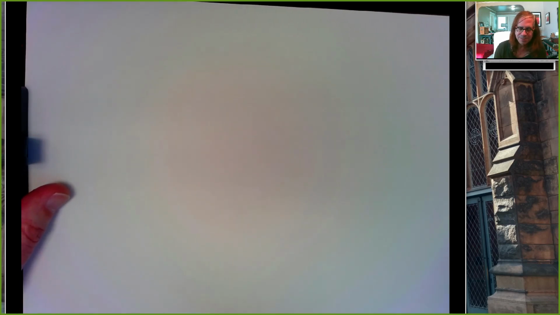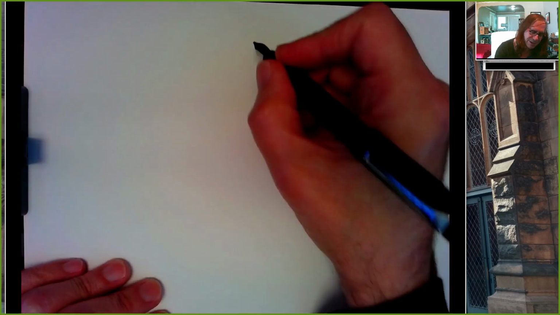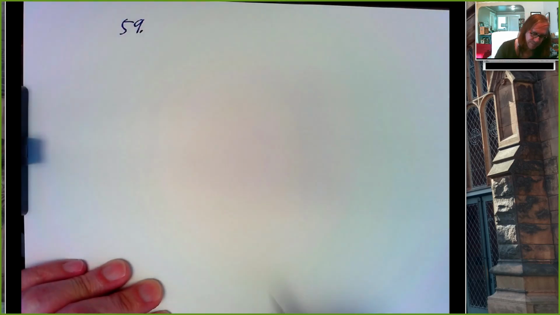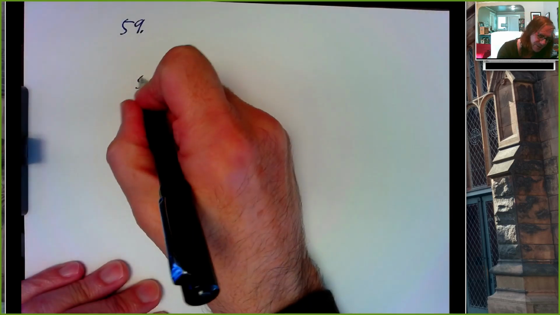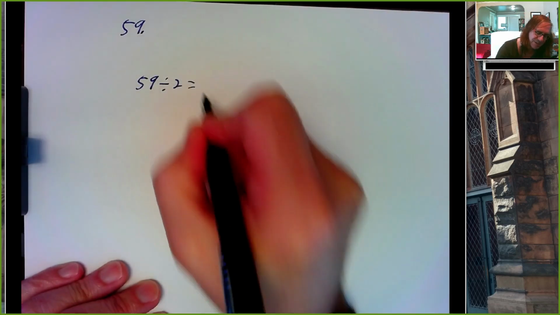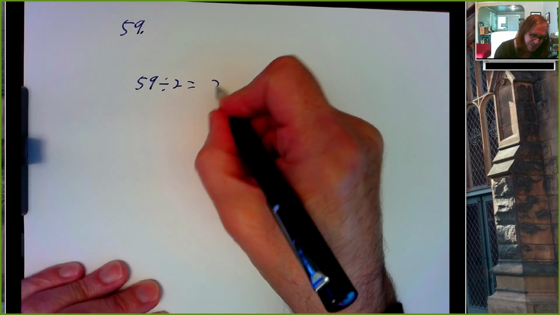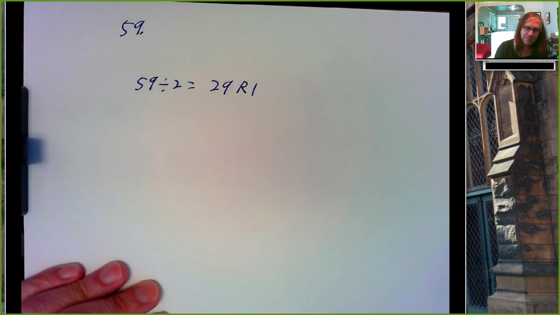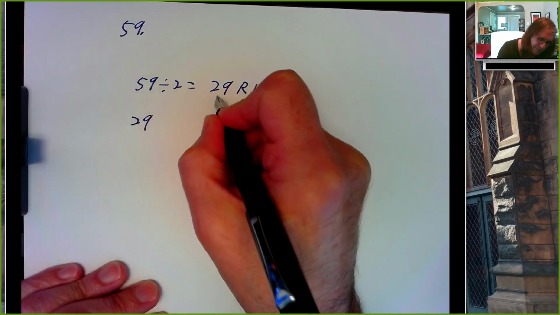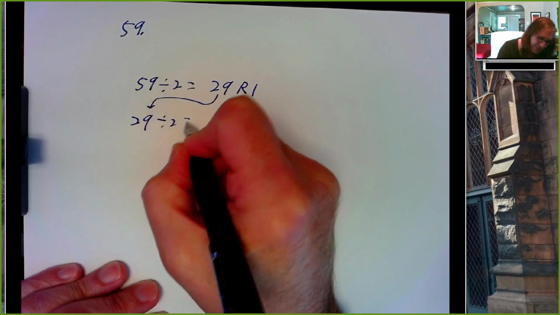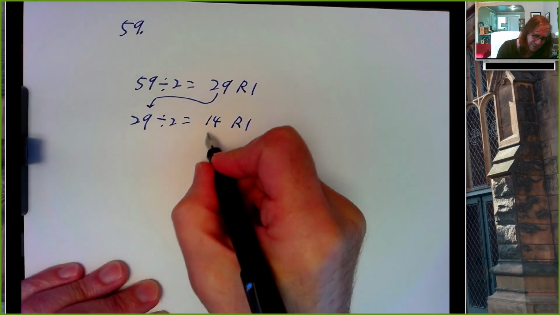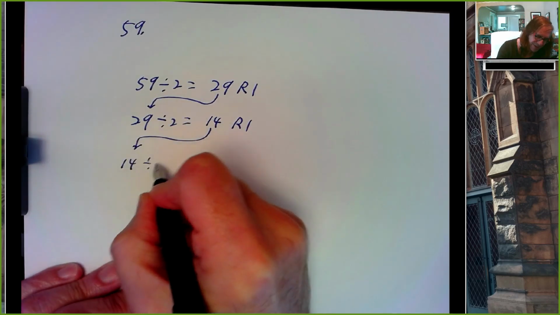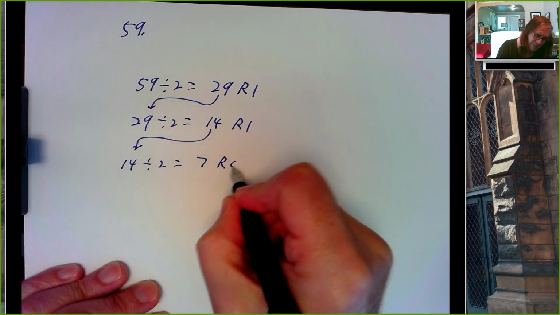So let's take a number like, I don't know, 59. And let's try to write that in binary. Okay, so here's an algorithm we can use. Take 59 divided by 2. Okay, I'm going to get 29 with a remainder of 1. I'm going to take that 29 and divide it by 2. I'm going to get 14 with a remainder of 1. I'm going to take 14 divided by 2. I'm going to get 7 with nothing left over.